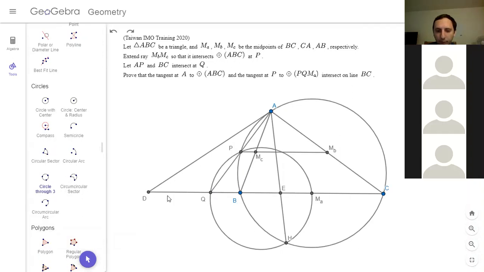Then we want to find DQ times DMA and show that it's DP squared. So basically we would want to show that DP squared over DA squared is DQ over DE, I think. Yeah. Interesting.